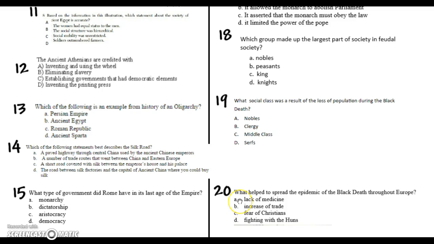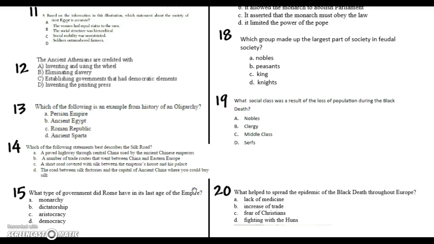Number 14. Which of the following statements best describes the Silk Road? A. A paved highway through central China used by Chinese emperors. B. A number of trade routes that went between China and Eastern Europe. C. A short road covered with silk between the emperor's house and his palace. D. The road between silk factories and the capital of ancient China where you could buy silk.